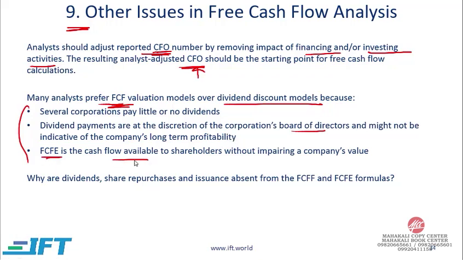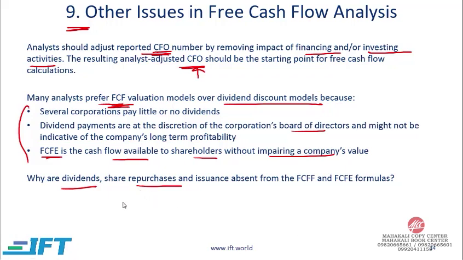FCFE is the cash flow available to shareholders without impairing company's value. What does this mean? When we come up with FCFE, we are subtracting the necessary investments in working capital and fixed capital. So this number that we come up with is based on the assumption that the company will keep investing in assets and projects that it should be investing in. Now, in all the formulas that we've talked about so far, dividends and share repurchases and so on are not visible at all. Why is that?